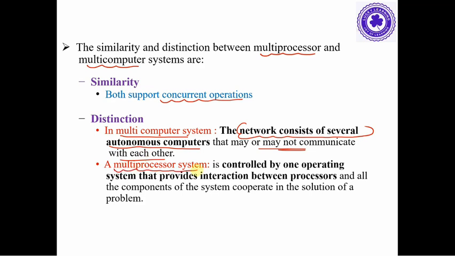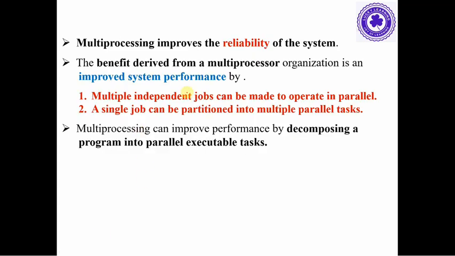In the case of a multiprocessor system, it is controlled by only one operating system that provides interaction between the processors and all the components of the system that cooperate in the solution of a problem. It means in a multiprocessor system, one operating system provides an interaction between the processors to provide a solution for a problem. And multiprocessing improves reliability of the system.